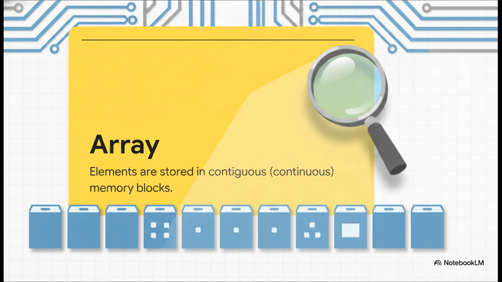An array places its data in contiguous, or continuous, memory blocks. All that means is every single piece of data is sitting directly next to another one, shoulder to shoulder, in a strict, unbroken line inside your computer's memory. Literally no gaps at all.